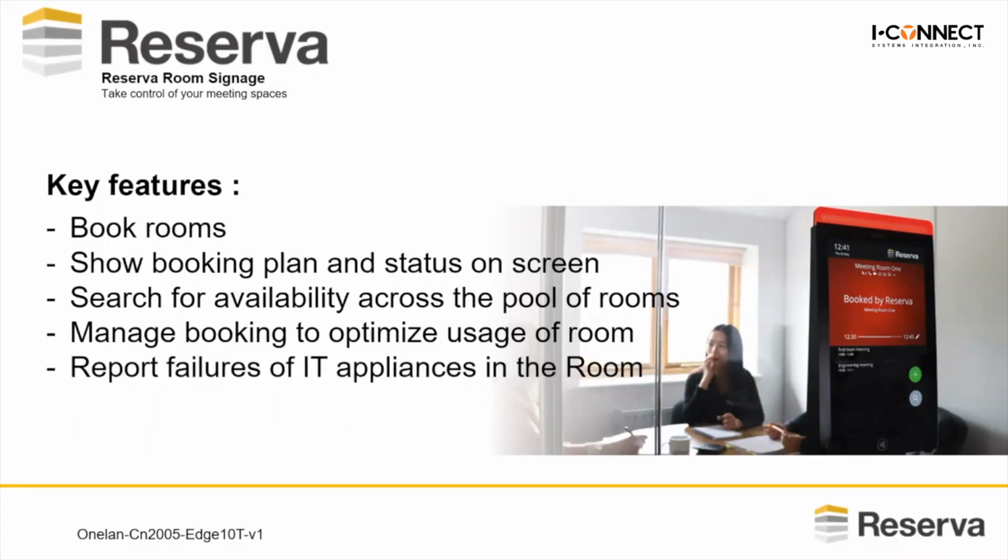You also want to have a system that allows people to report IT appliance failures. If I am in the morning using this meeting room and I notice that the VC is defective, it's good that I can inform everyone having a meeting in that very same room in the afternoon that I experienced this problem, so they can make the decision to change their plan.